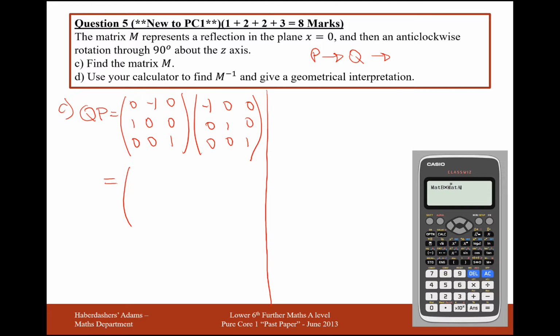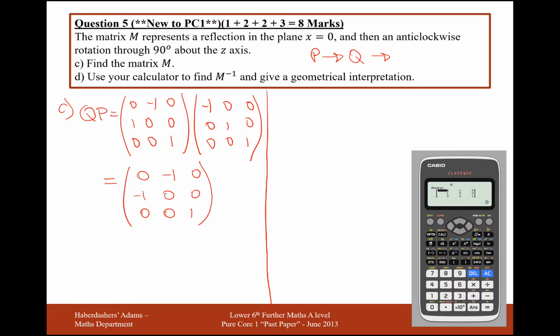Now you recall the matrices by clicking on the options button and then hitting either the 3 or the 4 button depending upon which matrix you want to recall. Press enter and you get your answer: 0, -1, 0, -1, 0, 0, 0, 0, 1. The examiner will never know that I used my calculator there.